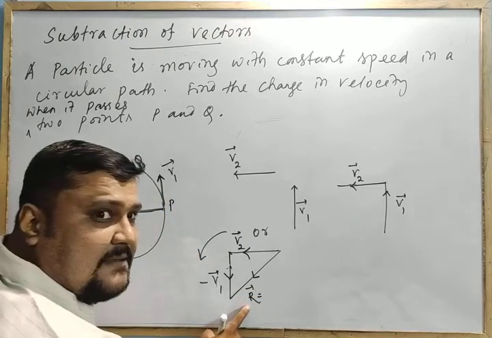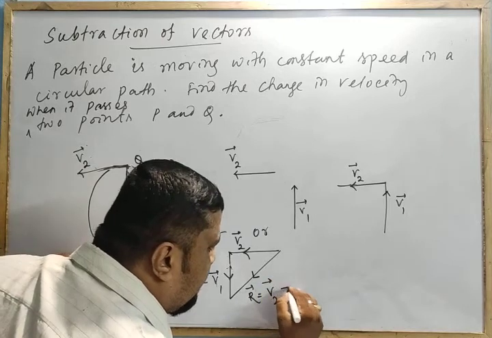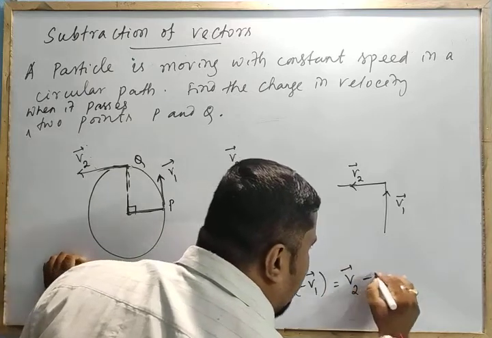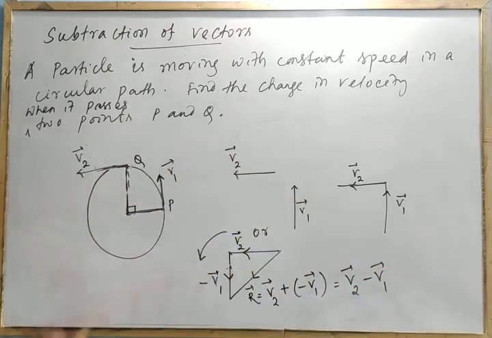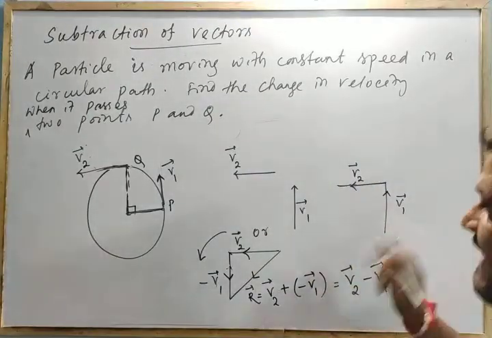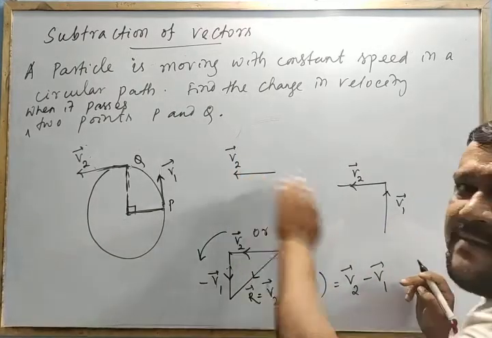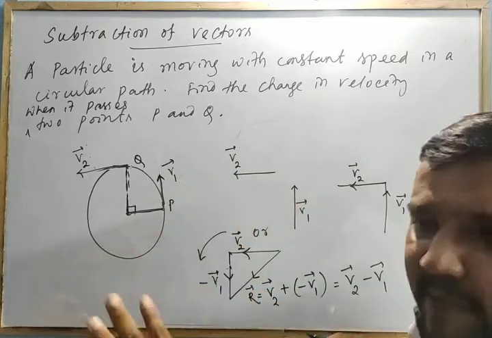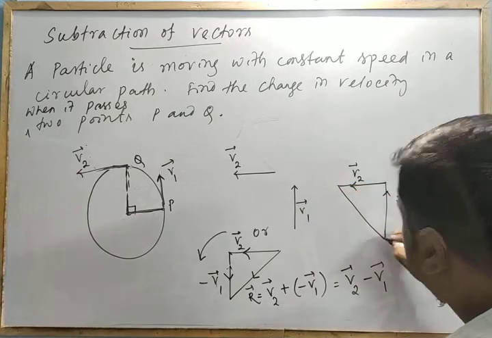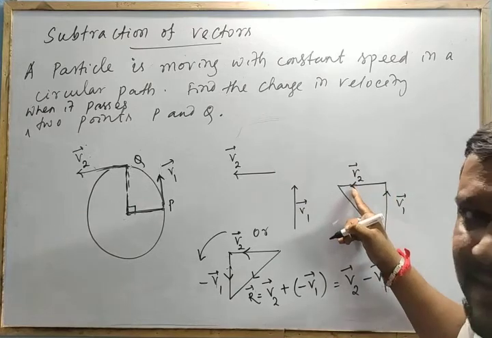Change in velocity, R is equal to what? V2 plus minus V1, which is V2 minus V1. This is the use of subtraction, and with this you are finding the change in velocity. But if you want to find the addition of velocity, what is V1 plus V2? You will shift this one, so this will be a triangle. Right? So this addition means what? V1, V2 along this direction. So what is the sum?